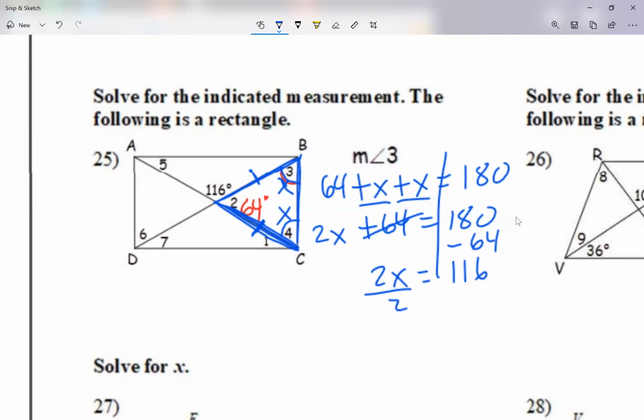Let me divide both sides by 2. So I get that 1x is equal to 116 divided by 2, which is 58.